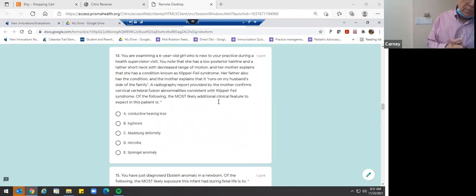A 6-year-old girl, health supervision, low hairline. Well, let me go ahead and tell you what it is. Once again, Klippel-Feil. You were probably trying to think, oh, I know this. Well, they tell you, because that's not the question. The question is, what is the most likely clinical feature to expect? This is a tough question because it not only tests whether you know Klippel-Feil, and what goes with Klippel-Feil, but also what is the most common of those things. But it's a good question to show you depth of information.